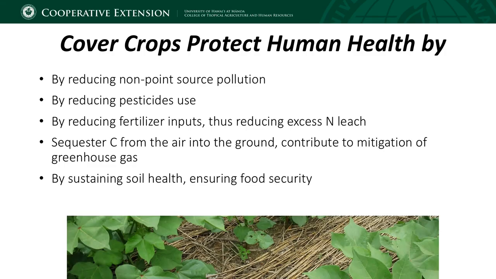So how does cover crop protect human health? It can reduce non-point source pollution because of the reduction of synthetic fertilizer use, reduction of pesticide use, and also adding more organic matter filters more pollutants. It reduces pesticide use, reduces fertilizer inputs, and thus reduces excess nitrogen leaching into the groundwater. It will sequester carbon from the air into the ground, contribute to mitigation of greenhouse gas, and by sustaining soil health, it will ensure more food security. Restoration of poor soil.